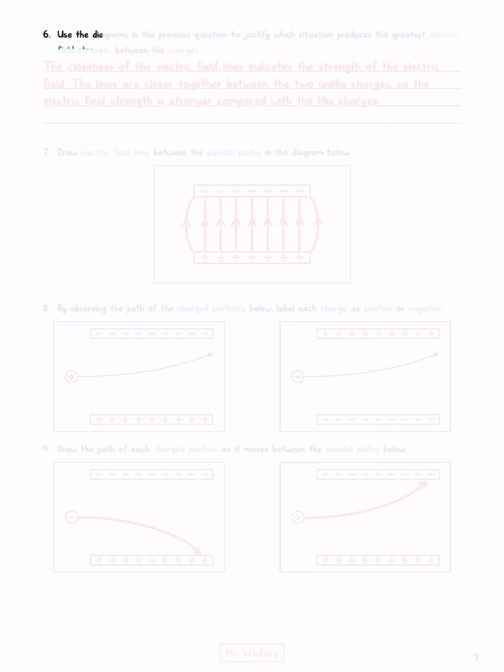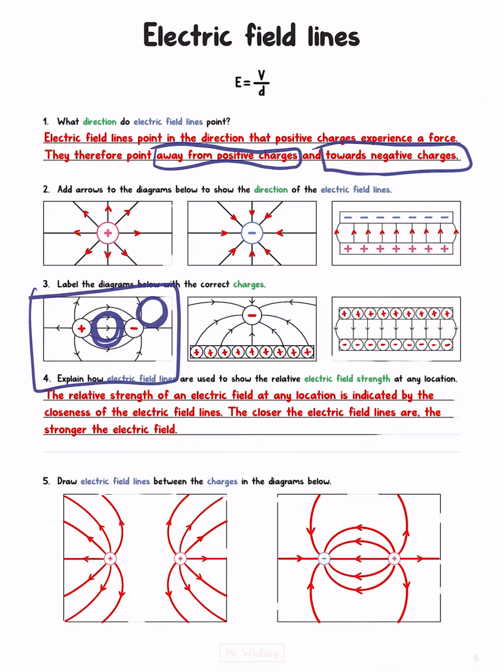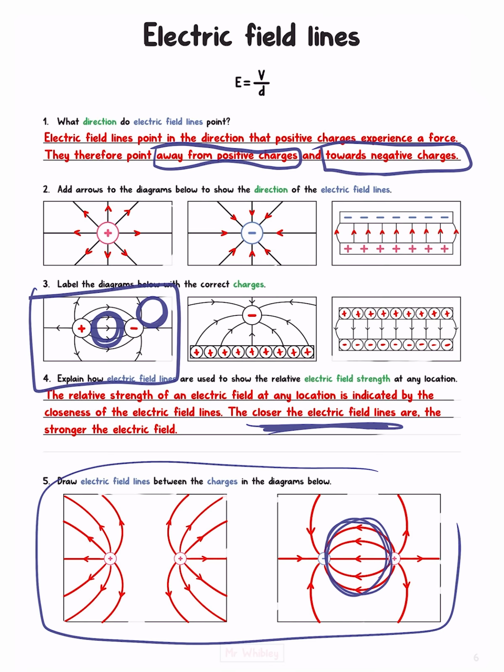Question 6. Use the diagrams in the previous question to justify which situation produces the greatest electric field strength between the charges. Going back to our previous page, we know that electric field strength is indicated by how close the electric field lines are. Between these 2 diagrams, we see that the field lines are closer in between our unlike charges than at anywhere else.